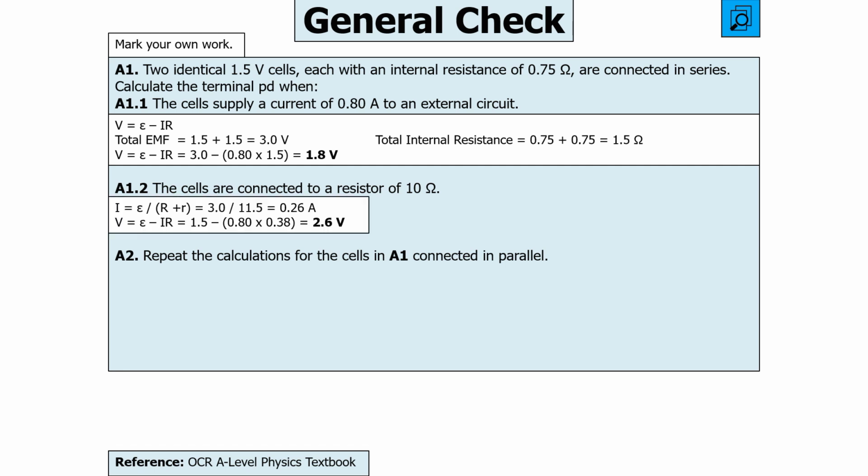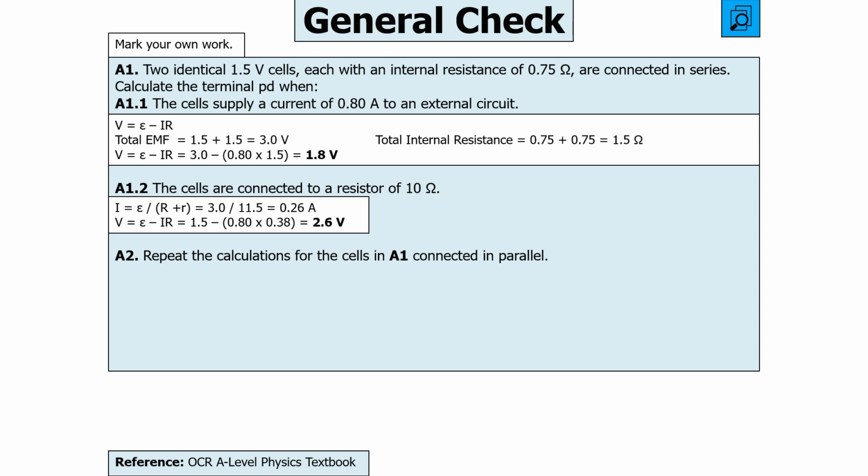In the next one, we know that current is equal to EMF over the two resistances added up. So it's 3 over 11.5, our internal resistance plus our series resistance. So you can work that through to be 0.26 amps. We know the terminal PD is equal to the EMF minus the loss volts. So you can work it through to be 2.6 volts.